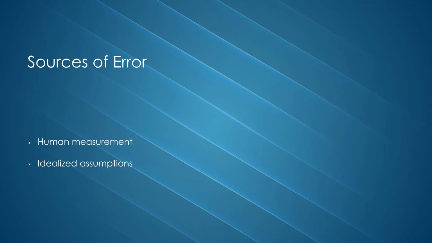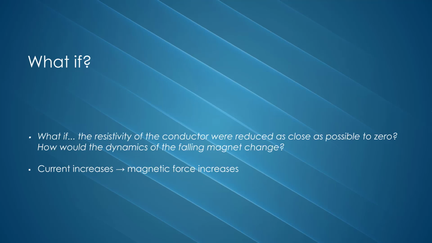Sources of error. There could have been issues from human measurement or from idealized assumptions. What if the resistivity of our conductor was close to 0? Well, since I equals V over R, our current would increase, and because magnetic force is proportional to current, our magnetic force would also increase. That means our falling bar magnet would have a slower terminal velocity.